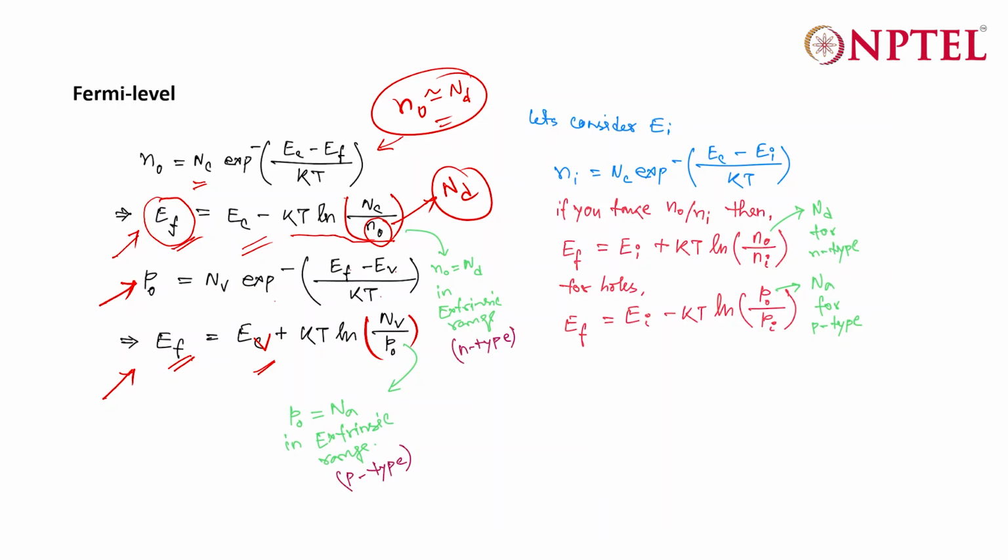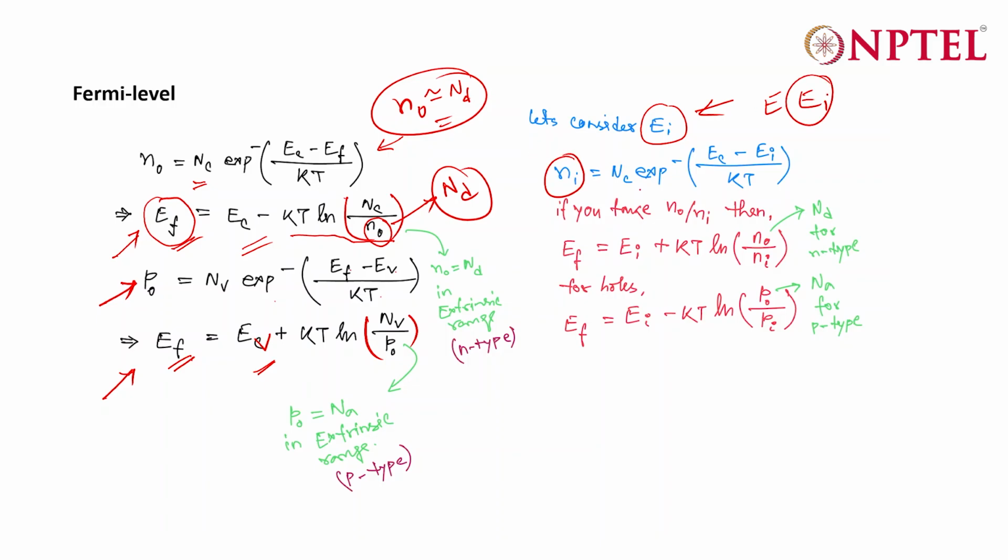Now let us see the position of the Fermi level with respect to the intrinsic energy level, that is Ei. Why are we doing this? Because we are also interested to see the deviation of the Fermi level from the intrinsic energy level, and that will give us an idea of how far we are from the intrinsic level. So for that purpose, we have considered Ei and just replaced E with Ei in the expression.